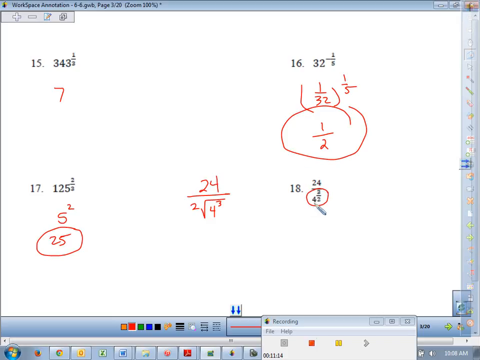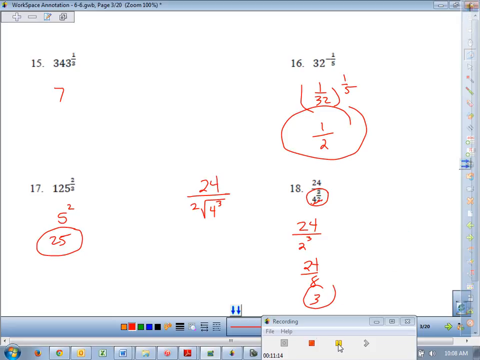Base is positive, right? So I can do it. Let's take the square root of 4. What's the square root of 4? So this is really 24 over 2 cubed, right? And do you know what 2 cubed is? So you really have 24 over 8. And can that reduce at all? That's 3, baby. Yep.